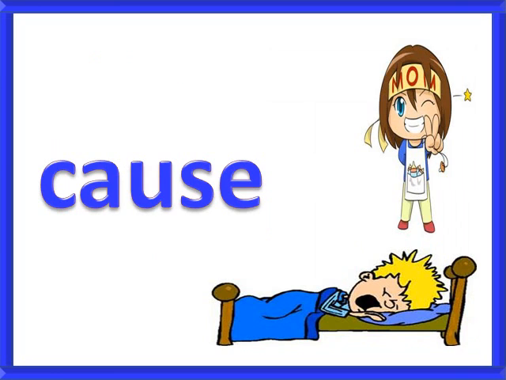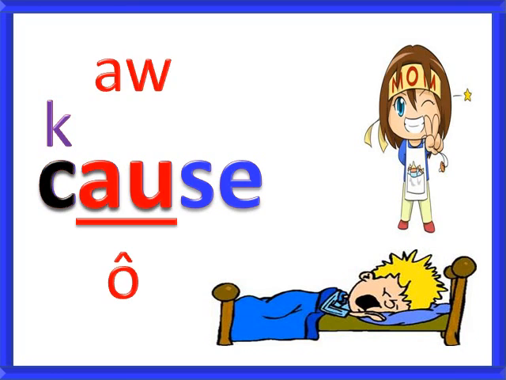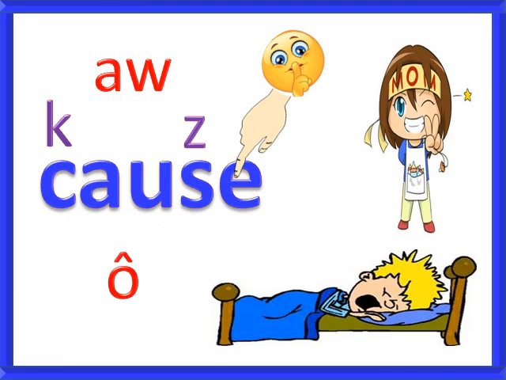Cause. K. Cause. Okay, now you see the AU makes the R sound. But if you look in dictionary.com, you're going to see it as an AW representing the AU. And when you look in American Heritage, you're going to see an O with a little house over the top. On the bottom down here, that represents the AU.